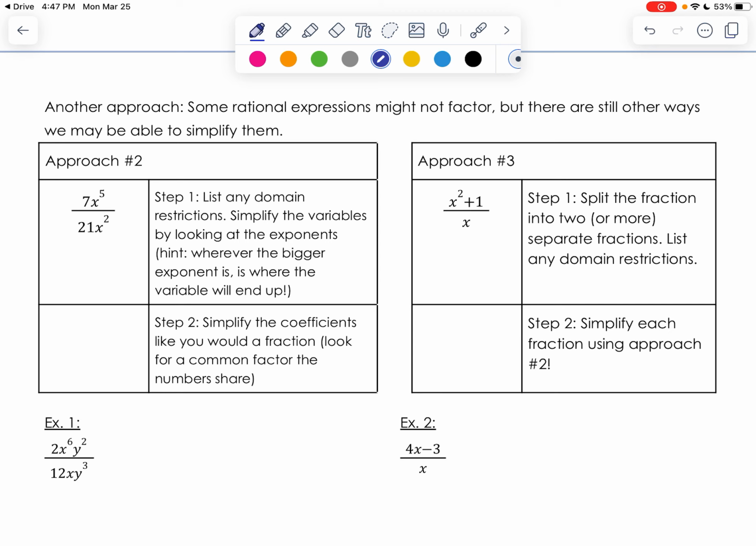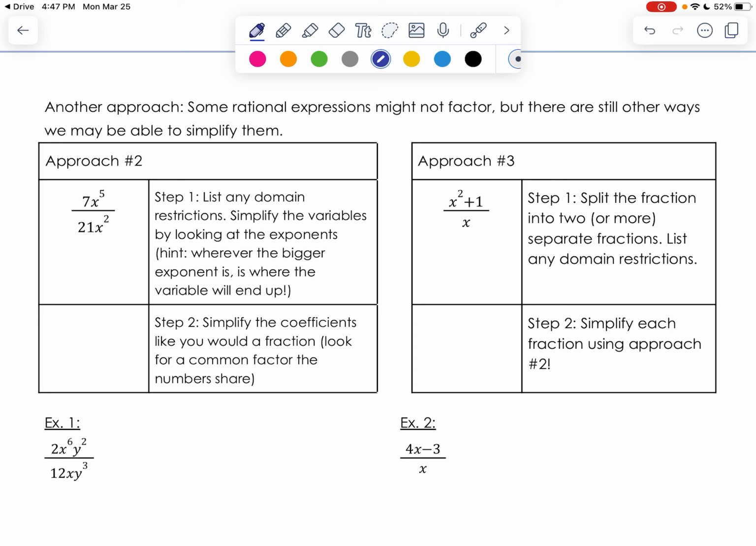In the first one, approach number 2, we have 7x to the 5th over 21x squared. I don't have any polynomials with multiple terms. These are both what we call monomials. There's only one term in each. So we can't factor anything here, but we are going to still simplify it anyway.